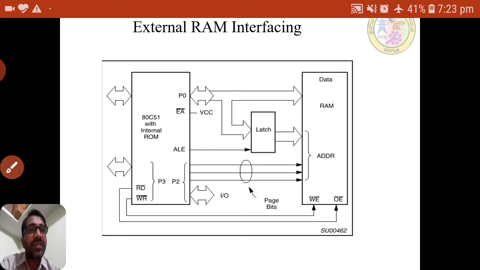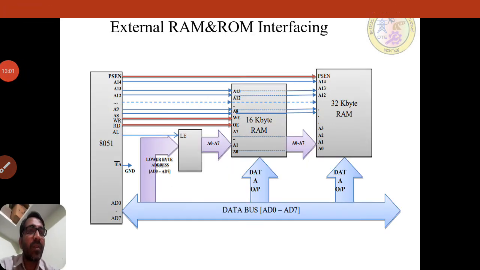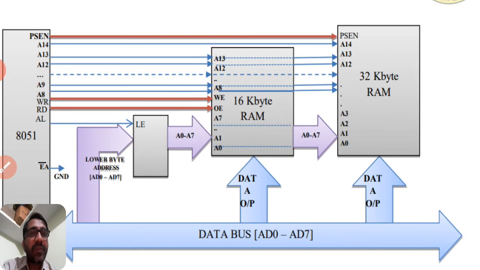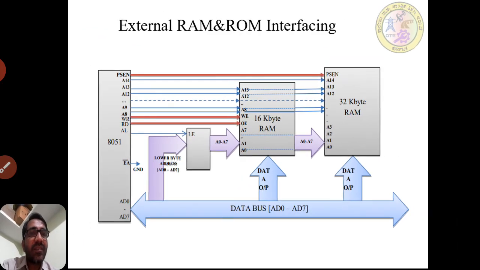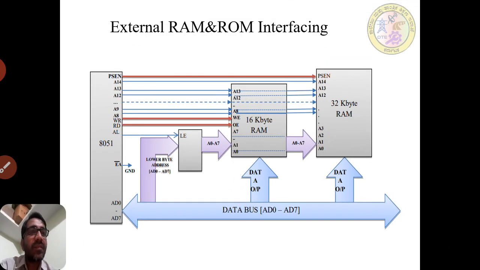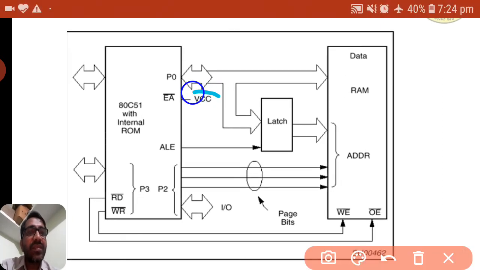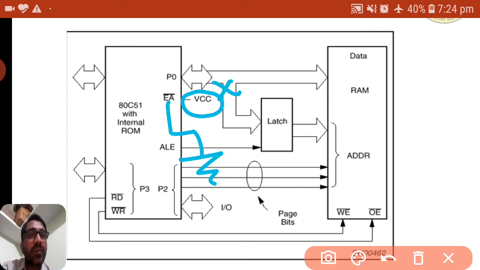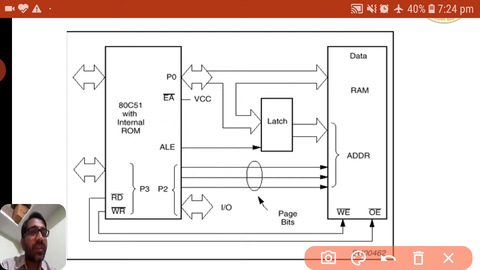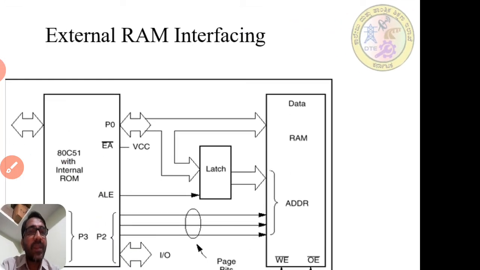Next, we will see both RAM and ROM in one diagram, how it looks. One thing we need to keep in mind: this must be 0 here, it is wrong here. This must be connected to ground. There is a small correction here.